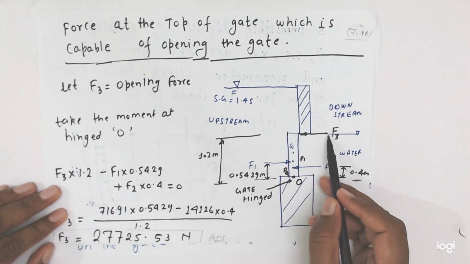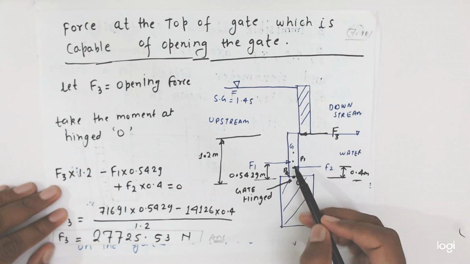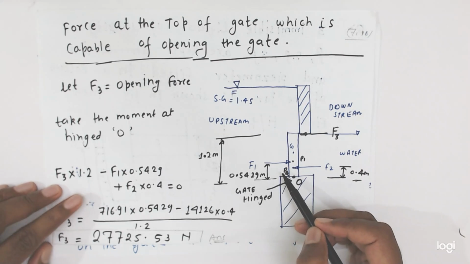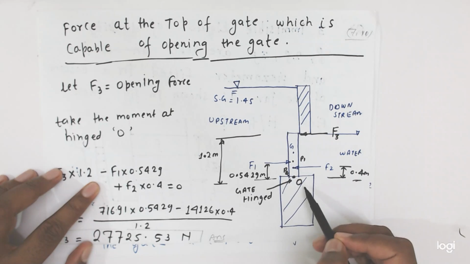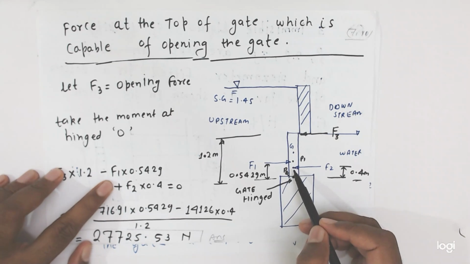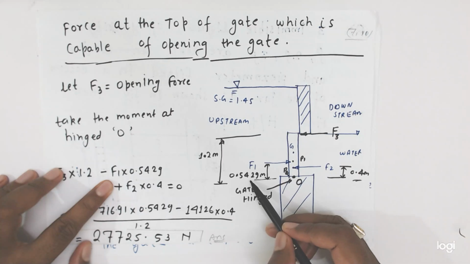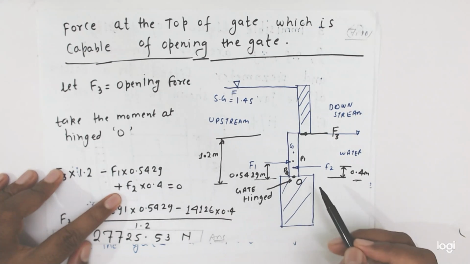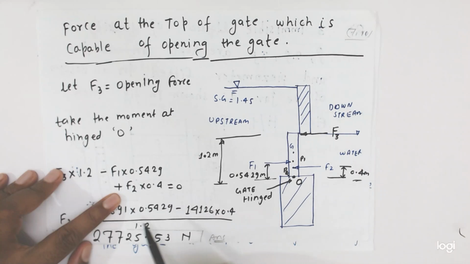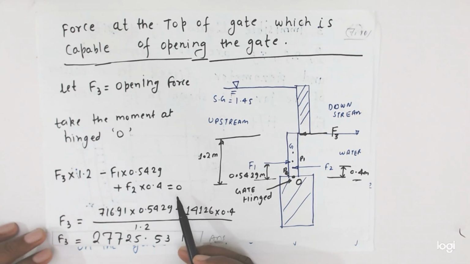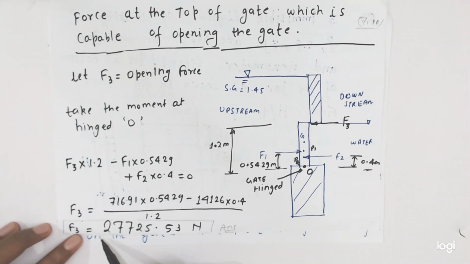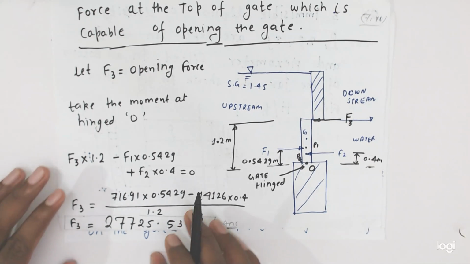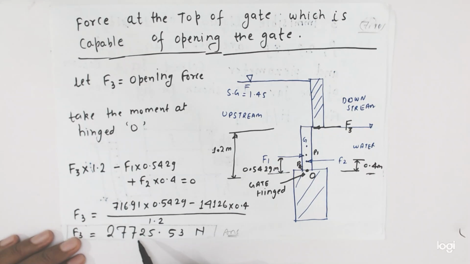So F3 into 1.2 is anti-clockwise, minus, if you see here F1, it will go clockwise, so it will come minus F1 into 0.5429, plus, again anti-clockwise, F2 into 0.4, equal to 0. So friends, from here the F3 value will come, if you calculate. So F3 value is equal to how much? 27725.53 Newton it will come.